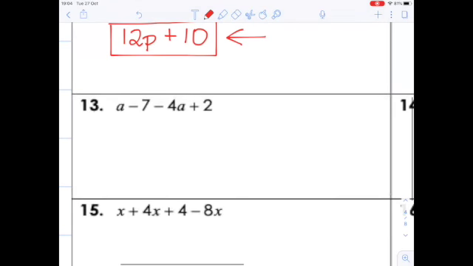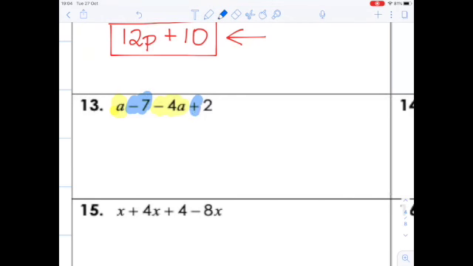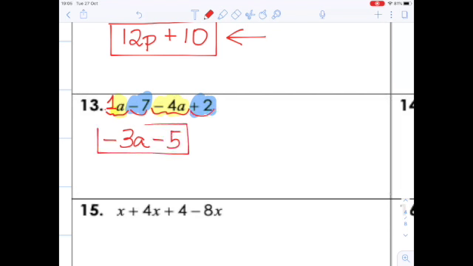Number 13, I have minus 7 minus 4a plus 2. So a and negative 4a are like terms. They both contain the a. And minus 7 plus 2 are also like terms. We can combine them. So a, remember there's a 1 in front of the a. So this is 1a minus 4a. 1 minus 4 is negative 3a. And minus 7 plus 2 is going to give me minus 5.